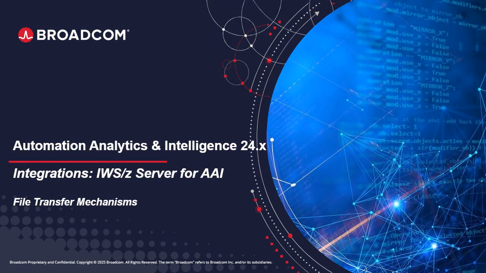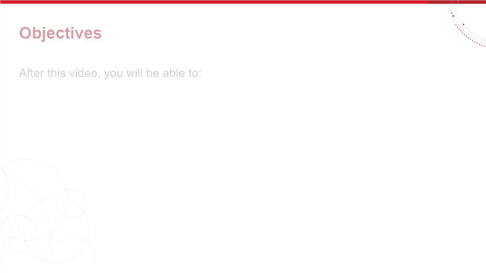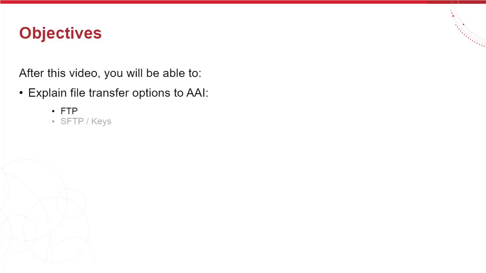Welcome to this video on the various file transfer security mechanisms supporting the AAI and IWSz integration. We have three options which are handled directly in the software: FTP, SFTP with public-private keys, and SFTP with a publicly signed certificate. One option is SSL-based, FTPS or FTPR. This should be handled by the organization's security team, and the software requires no configuration.